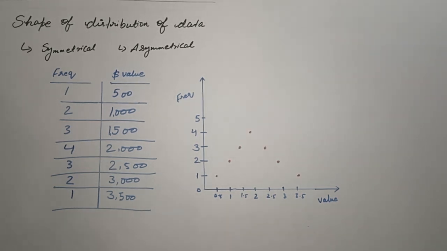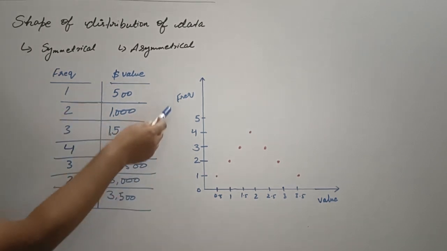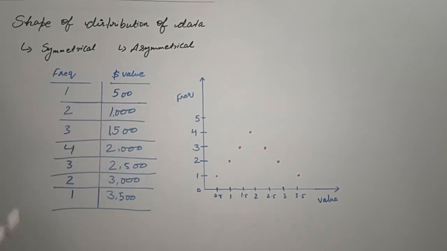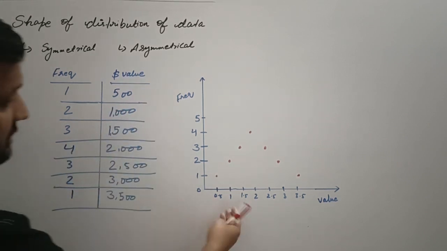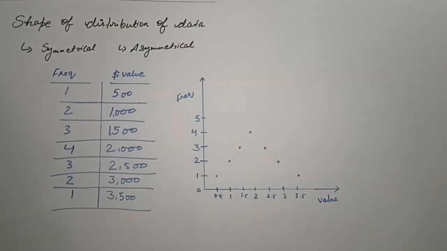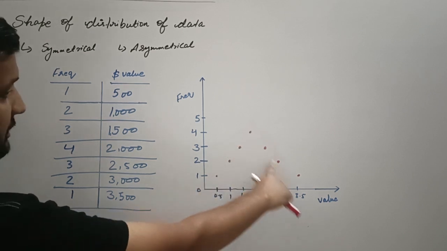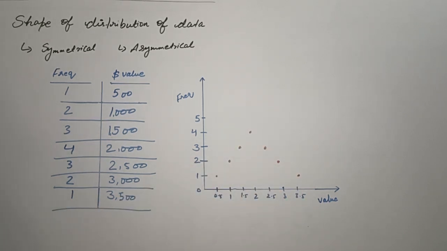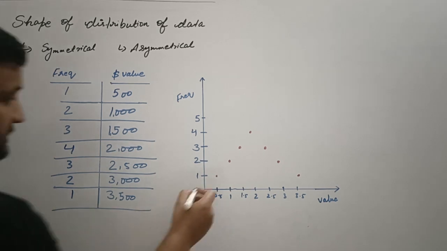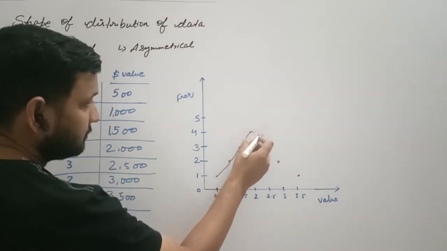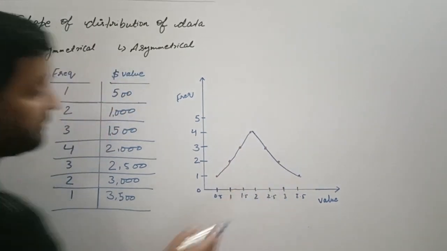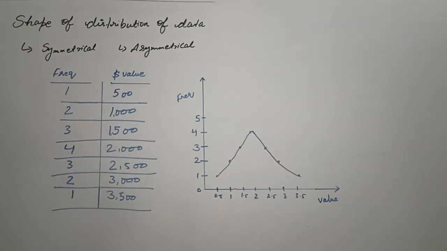Now we'll plot these points on the graph. On the x-axis we have the value and on the y-axis we have taken the frequency. The first value corresponds to 500, so we are representing it as 500 divided by 1000, that is the scale we have chosen here. With this new scale, the first value is 0.5. These are the data points that we get, and if we join the lines, we will see something like this. Yes, we see there's a perfect symmetry in the data.